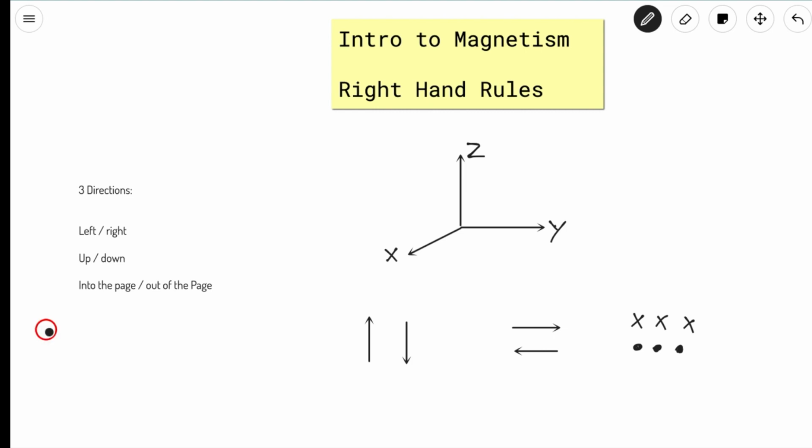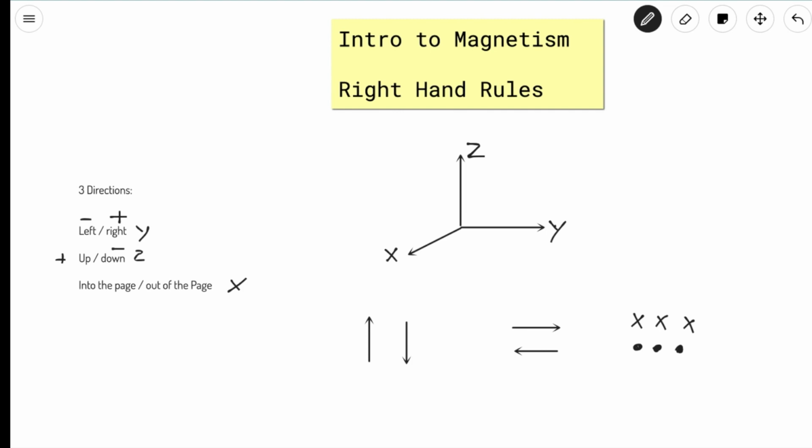Up or down is going to be z. Left or right is going to be y. And into the page and out of the page is going to be x. Now, of course, we're just going to need signs for z and y. If you're going up, that's the positive z direction. If you're going down, it's the negative z direction. If you're going left, it's the negative y direction. If you're going right, it's the positive y direction. Then for x you don't require a sign. You just say into the page or out of the page, and that's good enough for explaining the direction you want.